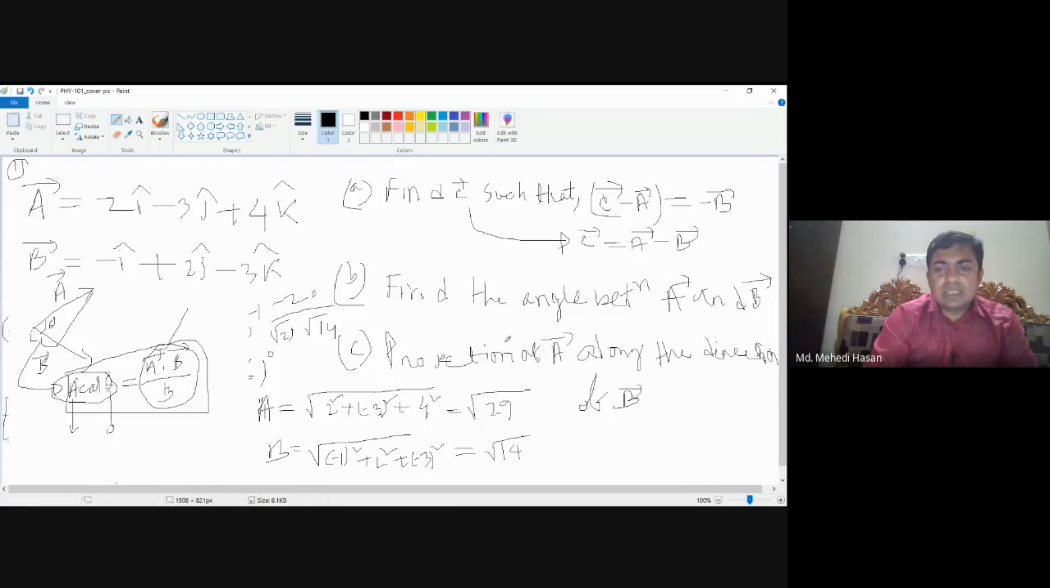Now if the question is given like that, projection of vector B along the direction of vector A, then you have to find out B cos theta, which is equal to A dot B divided by A. Okay, so this is called the projection of vector B along the direction of vector A. So these are all about a scalar quantity. Now do you have any question from scalar product?